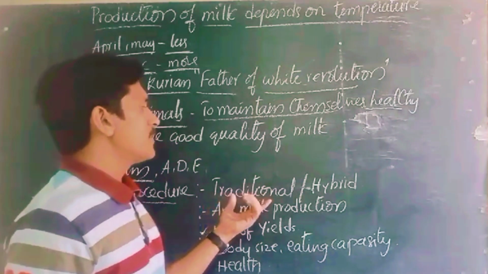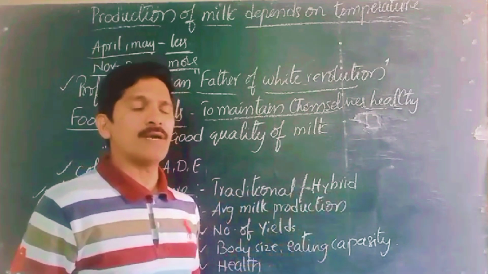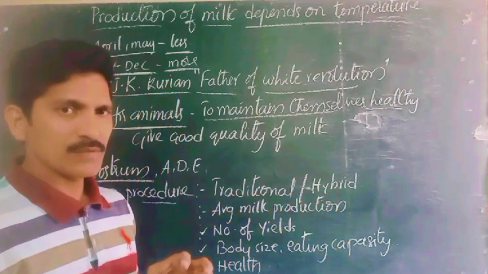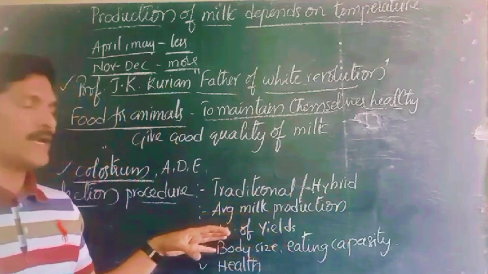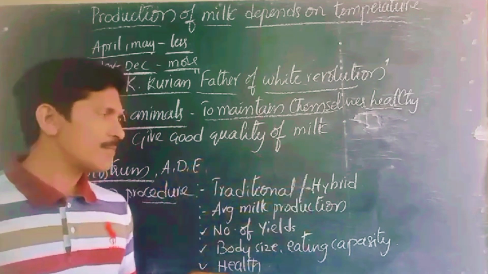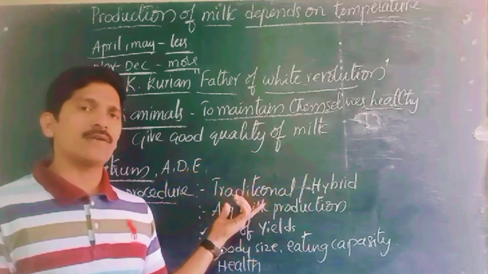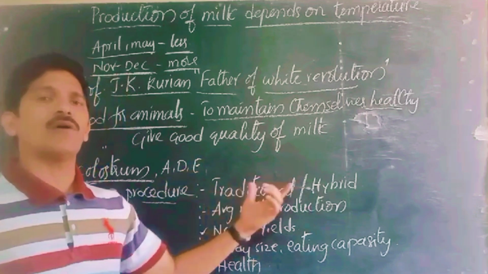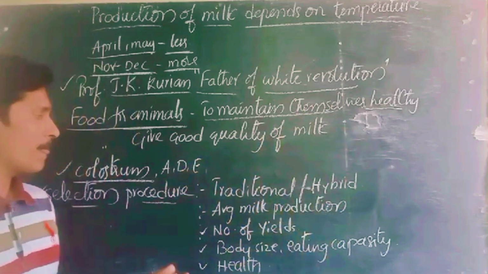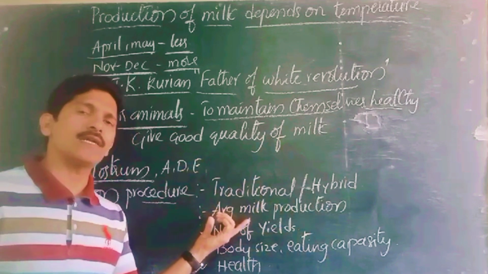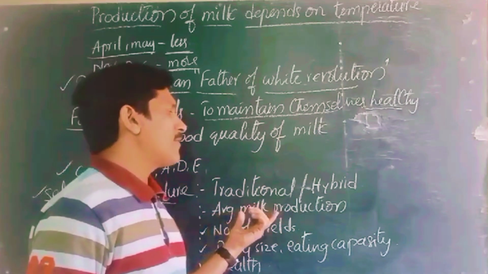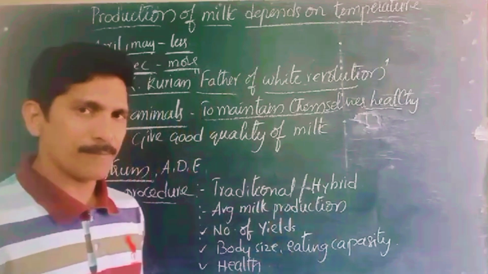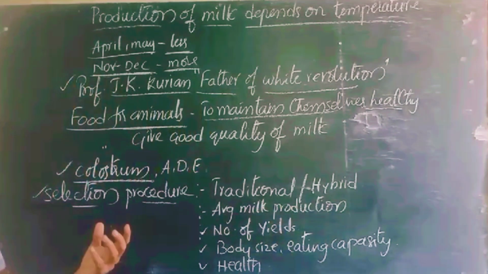One is traditional or hybrid. Before they buy the cow or buffalo, they need to check whether that breed is a traditional breed or a hybrid. The second thing they need to check is the average milk production in a day.